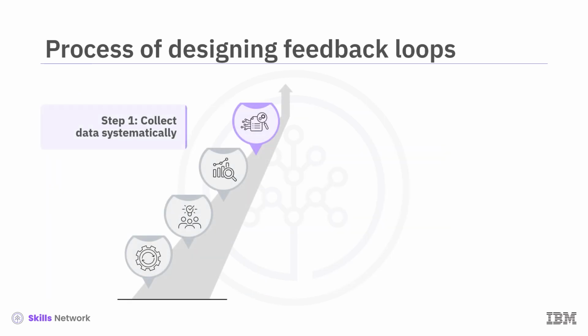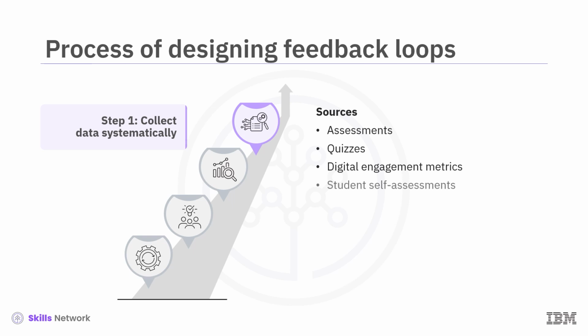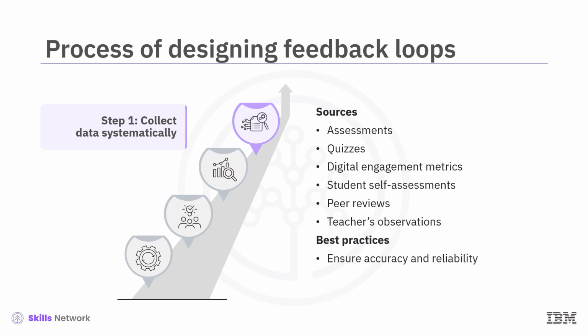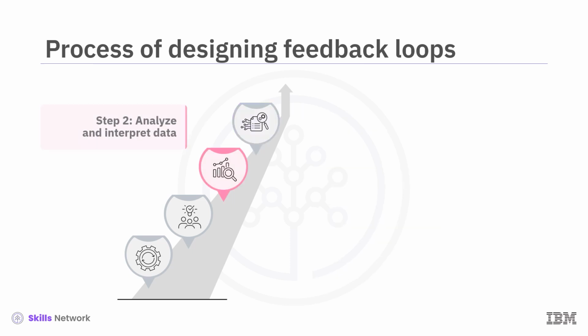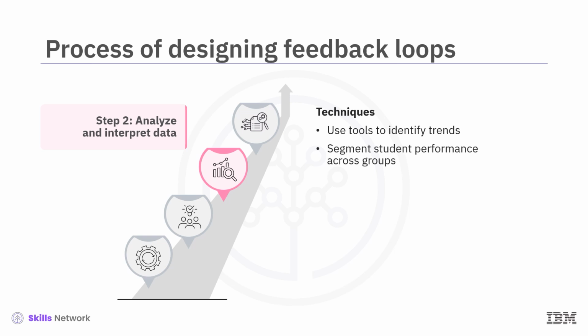Designing an effective feedback loop begins with systematically collecting data from various sources, including assessments, quizzes, digital engagement metrics, such as LMS analytics and interactive activities, student self-assessments, peer reviews, and teacher observations. To ensure accuracy and reliability, data should be gathered consistently and from multiple sources to provide a comprehensive understanding of student learning. Once collected, the data must be analyzed using tools like spreadsheets, dashboards, and AI-driven analytics to identify trends, segment student performance across different groups or learning modules, and pinpoint areas where targeted feedback is needed.